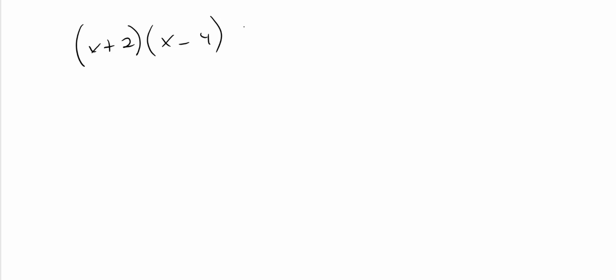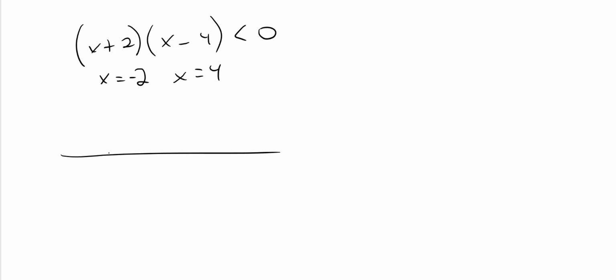Let's say it was that, except it was less than 0 instead of greater than 0. So you're going to have the exact same points, x equals -2 and x equals +4. And you're going to plot those, -2 and 4. And again, I'm going to plot the points, they're open dots. And because it's a less than, it's between.